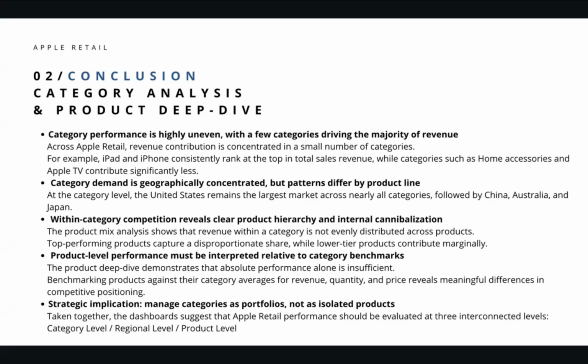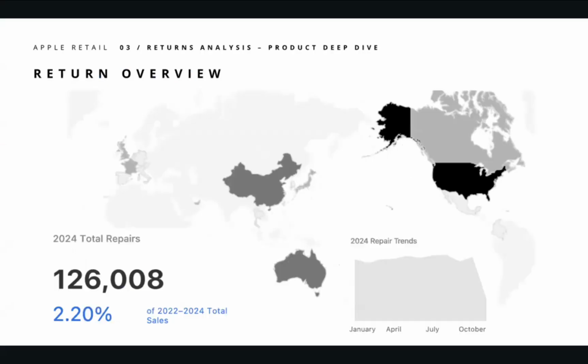Finally, product level performance must always be interpreted relative to category benchmarks. Absolute metrics alone are insufficient for strategic evaluation. The overarching implication is clear. Apple Retail performance should be managed as an interconnected portfolio across categories, regions, and products rather than as isolated items.